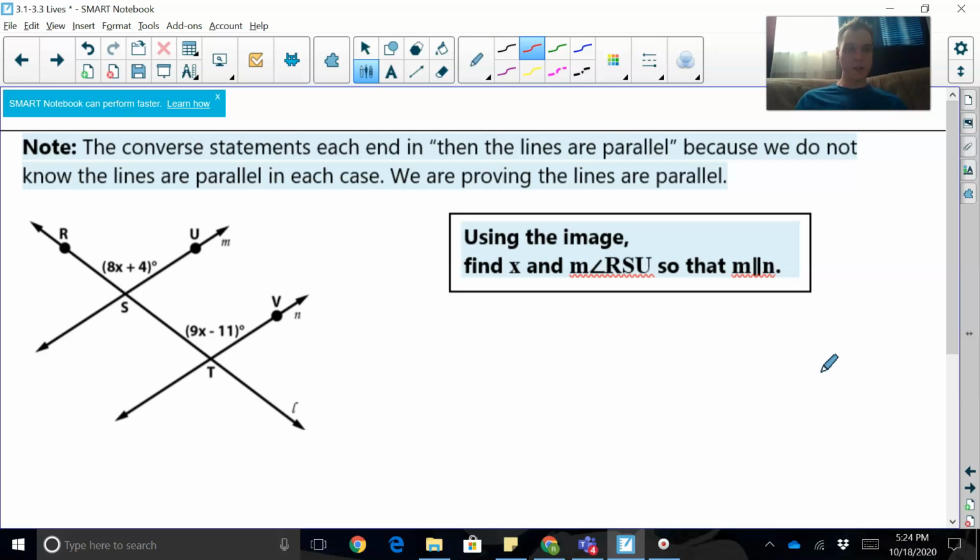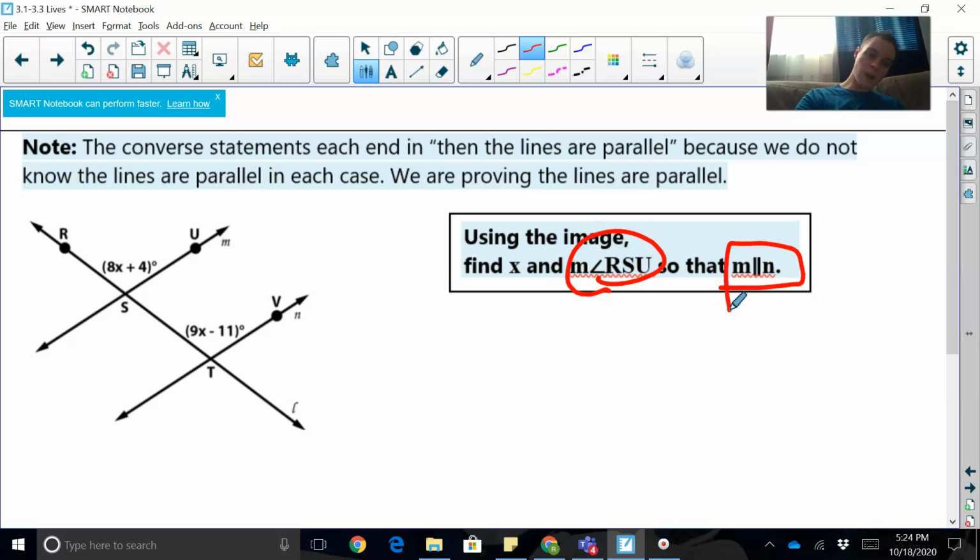The converse statements in each of those end in "then the lines are parallel," because we do not know the lines are parallel. We are proving it. So here, using this, find the measure of x and the measure of this angle so that the lines are parallel.